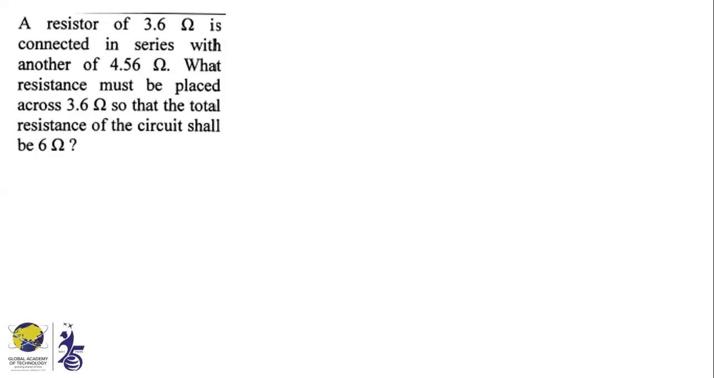So first you understand the problem here. If you need the equivalent resistance of 6 ohm, what is the value of resistor that you connect parallel to 3.6 ohm? Means you need to find the unknown value of resistor R. So just see the circuit diagram now.